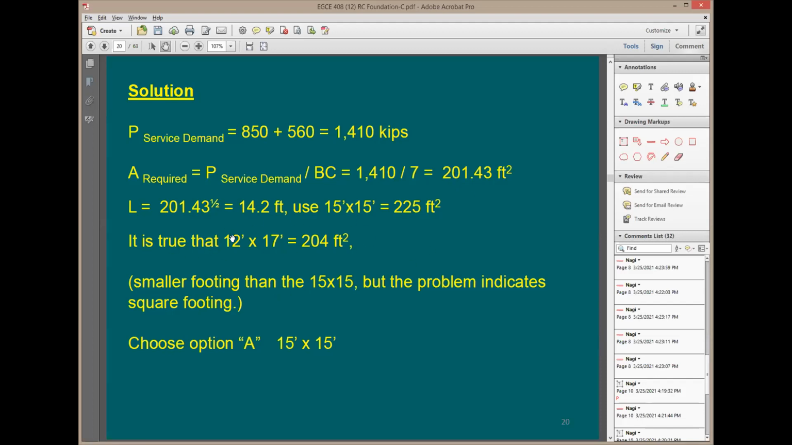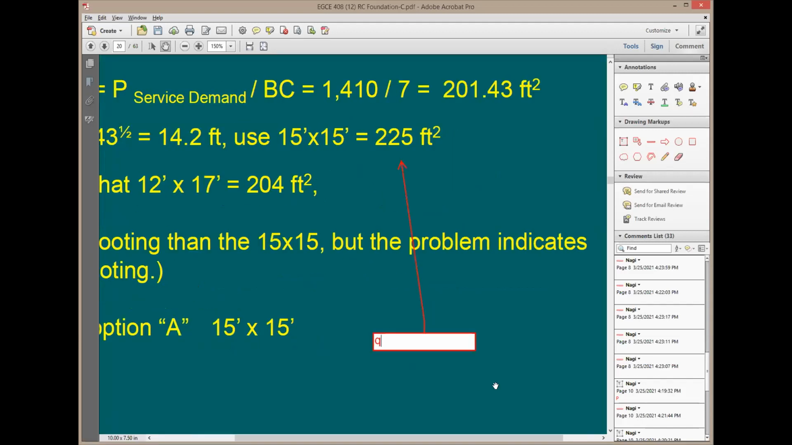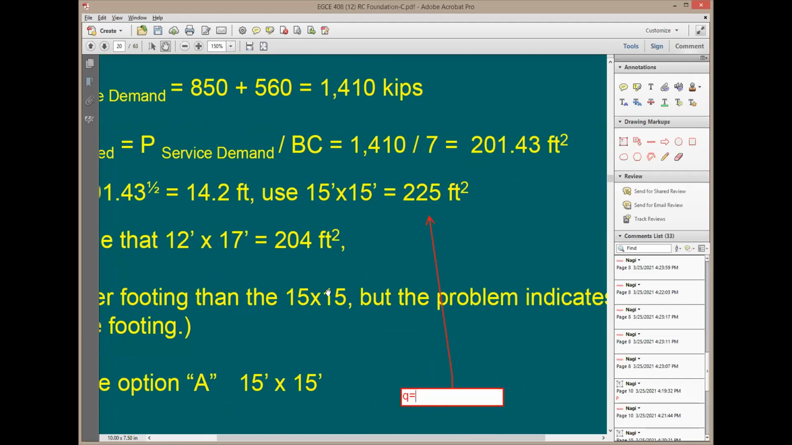So I'm not going to be talking about this size of the footing because it's not square, right? So I'm going to go here with 15 by 15. Now, someone's going to ask, how about the actual soil pressure? You can say actual soil pressure, I need your help with. You can say Q equals P over A. How much is the actual load? Can someone help me here?